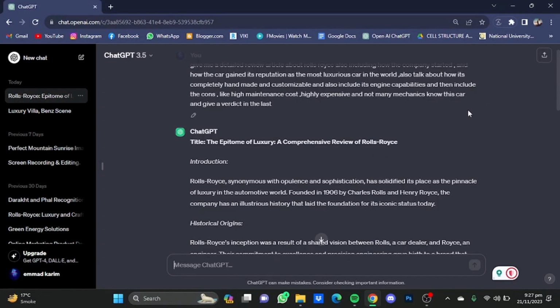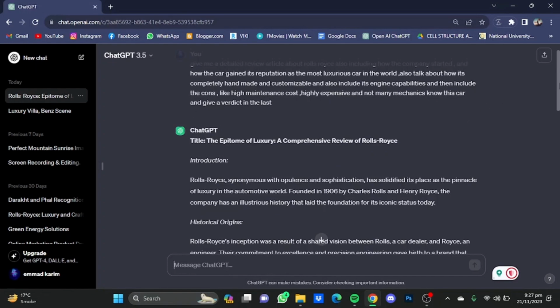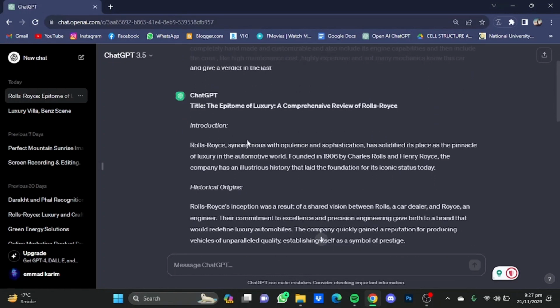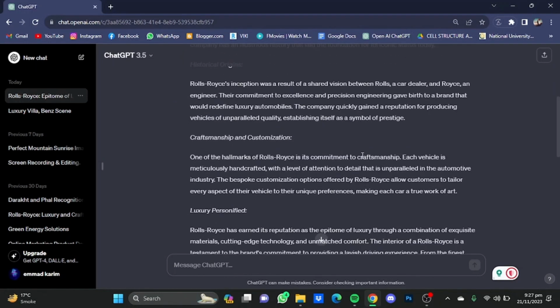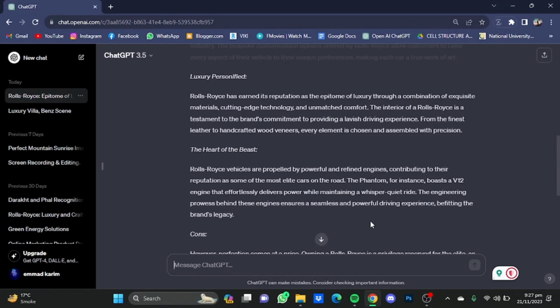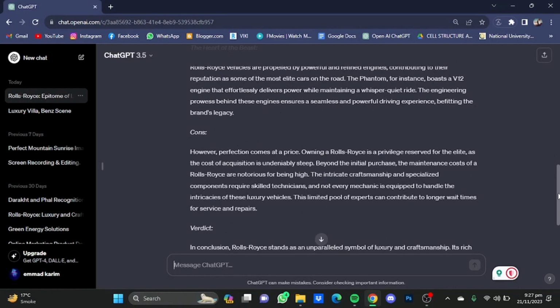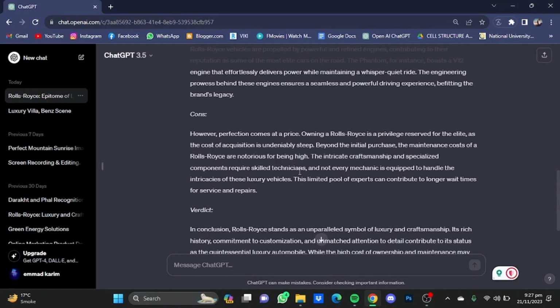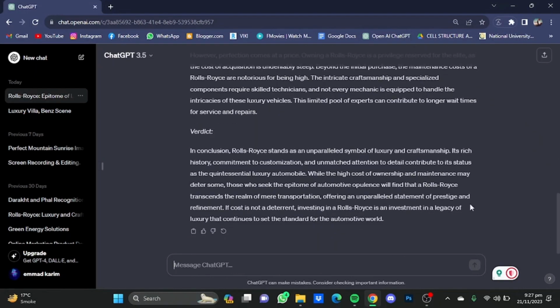So as you guys can see, ChatGPT has given me a detailed review article about my given topic. It started off with the introduction, that how the company started, historical origins, its owners, craftsmanship and customization, how it's hand built and everything. How its interior is filled with luxury and comfort, as well as they are powered by powerful engines V12s, and then gave a paragraph about the cons, and in the last gave a verdict about the Rolls Royce cars.